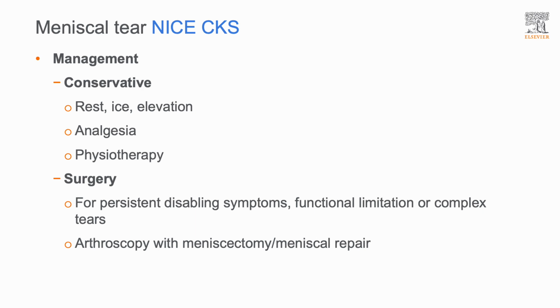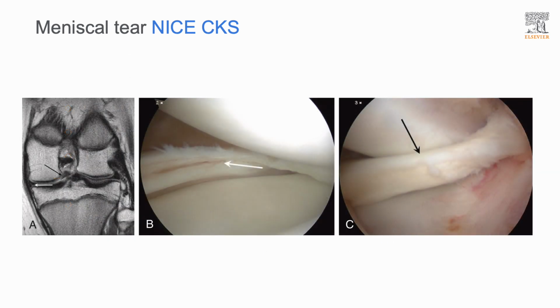Management of meniscal injuries is typically conservative, with rest, ice, elevation, analgesia and physiotherapy, and in particular degenerative tears which are asymptomatic should not be managed operatively. Surgery is reserved for those with persistent disabling symptoms or functional limitation or complex tears, and involves arthroscopy with meniscectomy or meniscal repair if possible. Here we can see an injury commonly described as a bucket handle tear, which will be managed with arthroscopy, meniscectomy or meniscal repair.